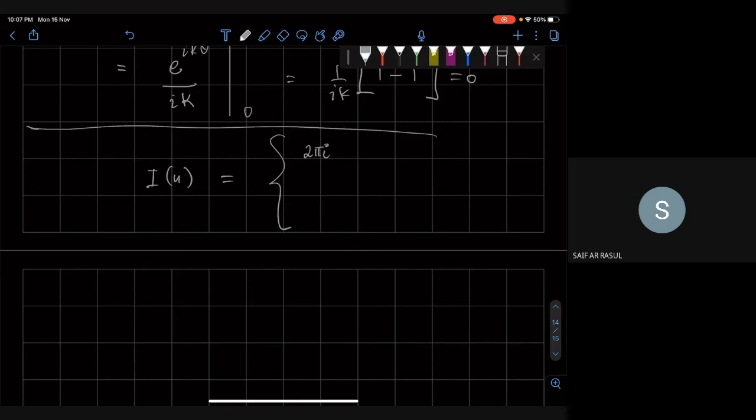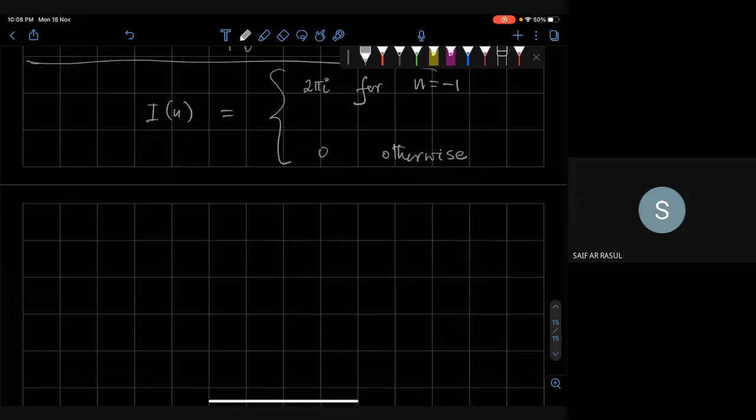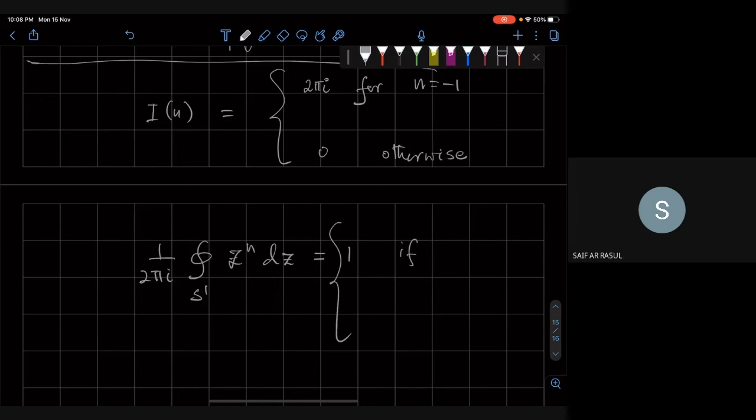Okay, so it's 2 pi i for n equals minus 1 and 0 otherwise, right? So let me just recap. 1 over 2 pi i, the integral of z to the power n dz over S1, is 1 if n is minus 1, 0 otherwise. Okay? Do you guys agree?